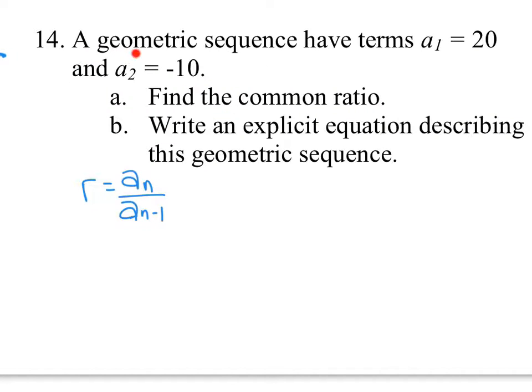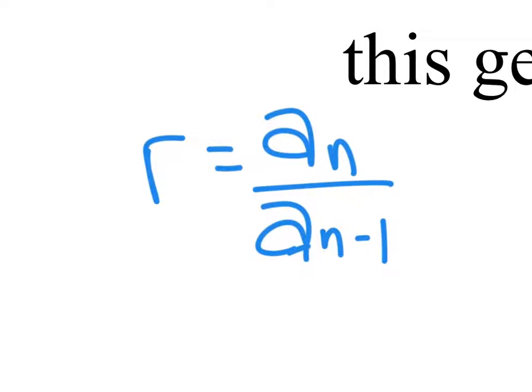Question number 14 says a geometric sequence has the terms a sub 1 equals 20 and a sub 2 equals negative 10. Part A, find the common ratio. Then B, write an explicit equation describing the geometric sequence. So part A, find the common ratio. What is the formula to find the common ratio? It's a sub n divided by a sub n minus 1, which means a term in the sequence divided by the previous term in the sequence, the one that comes right before it.